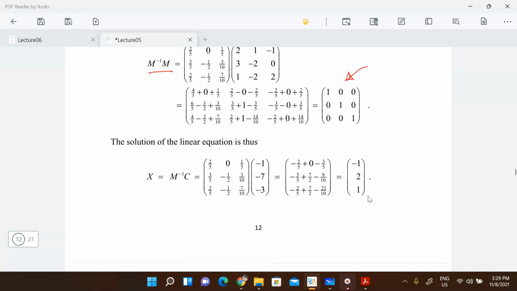So what's the use of this? Well, remember we had this equation before, so I just multiply M inverse on the whole equation, then I should be getting your solution here, which is precisely this one.